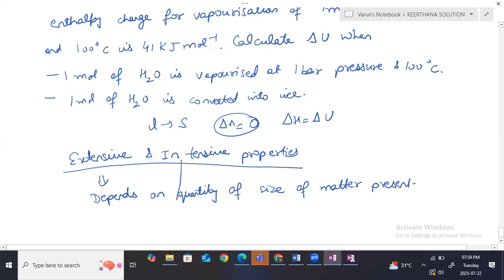And intensive is, do not depend on quantity. Clear?